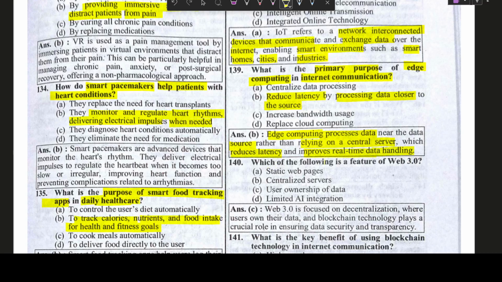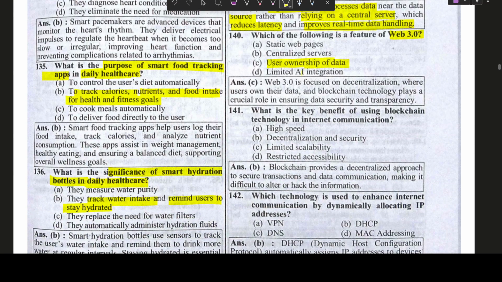So which of the following is a feature of Web 3.0? So the feature is user ownership of data. Web 3.0 focuses on decentralization where the users own their data, and blockchain technology plays a crucial role in ensuring the data security and transparency.